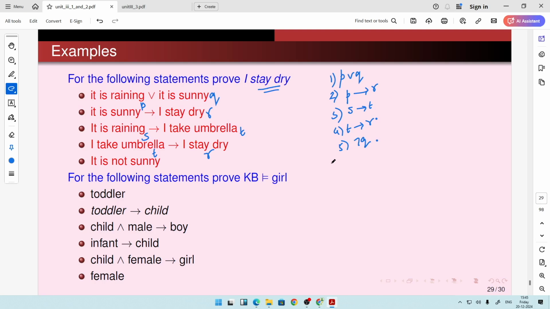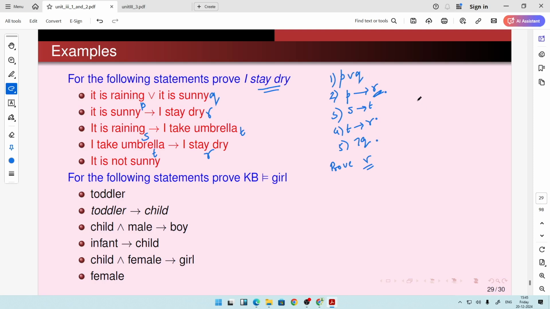Can we prove R? How do we prove R? We can use the natural deduction rules again and again to say that we can reach R. And how do we do that? It is not sunny and it is sunny is there. A implies B, P or Q and not Q, therefore, we get P.